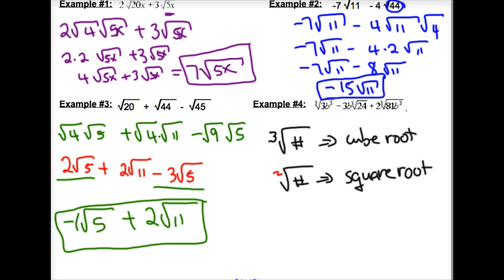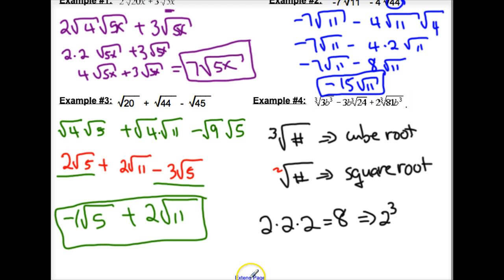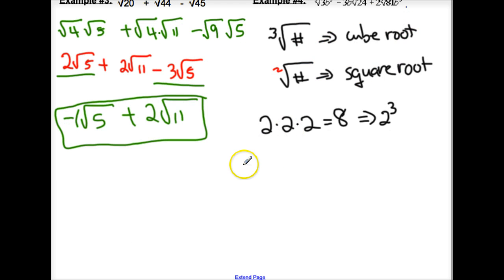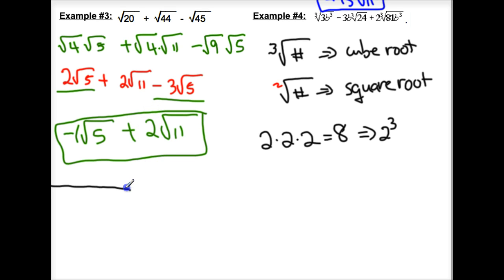Now I want to break these down. Cube root, and I want to be very clear on this. Cube root is when I multiply 3 numbers. So let's say 2 times 2 times 2, this is 8. This is the same thing as saying 2 to the third power. That's a cube root. So I want to break these down step by step. So draw this line over here so we don't get mixed up. This is something totally different.